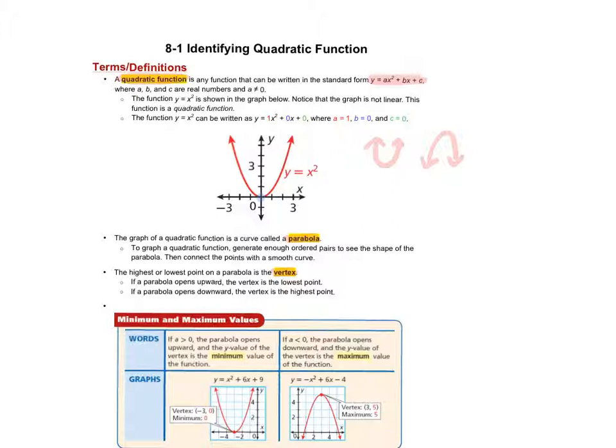And there's a minimum and a maximum. So if the parabola opens up, it's going to contain a minimum. If the parabola opens down, then it's going to have a maximum, the top point.